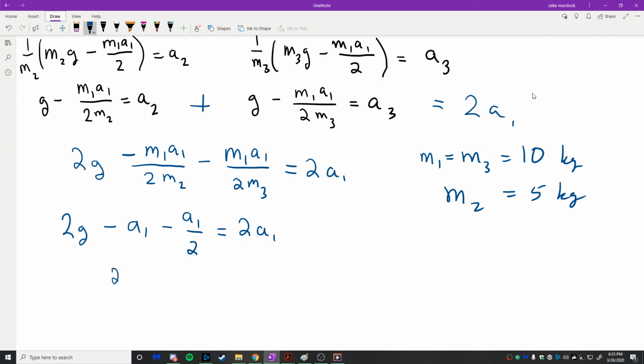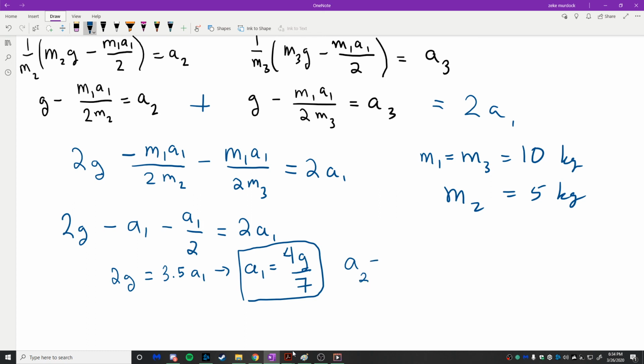So we end up getting 2G is equal to, this is like 2 plus a half, so that's 2.5, plus 1, so 3.5, right? Or 7 over 2. Which means that A1 is equal to, just divide 3.5 over here, multiply 2 over 2, and you get 4G over 7. And then we can use our other two equations up here to find A2 and A3. You should be able to prove that.